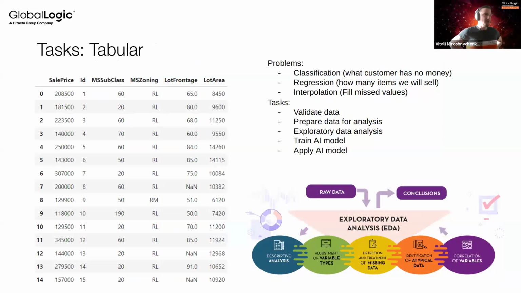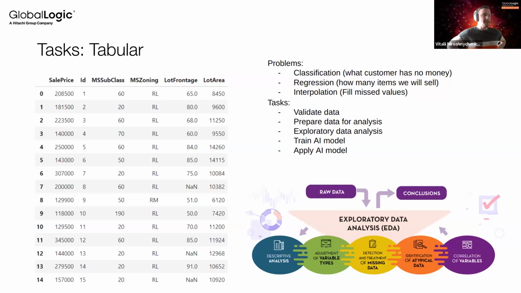Let's talk about the general tasks or routine of AI development. First of all, these tasks relate to tabular data analysis. The problem set is a very big classification problem. We should answer questions like which customer has no money, who will not leave money, which person will return the product, and so on. The second problem is regression. This is a type of problem where we should answer questions like how many items we will sell, how much money we will earn, how many items will be returned, how many cable models will fail in the next hour.